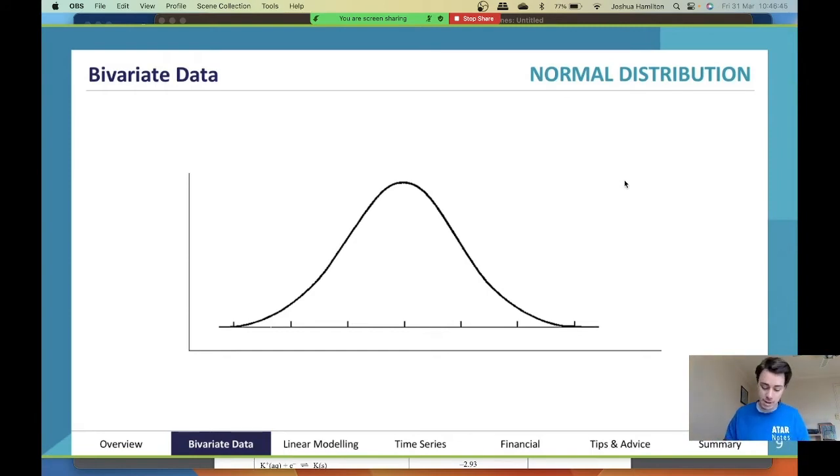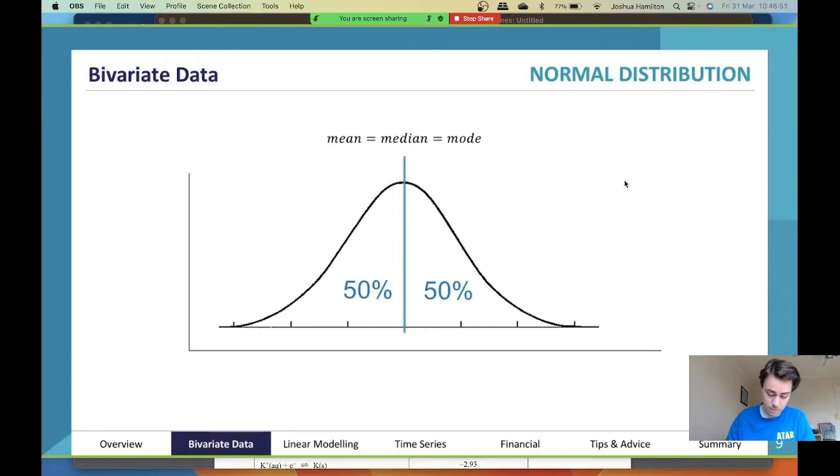Normal distribution. I'm sure you've all been through this, but we need to know a bell curve. We need to know it well. With the bell curve, I think the most important piece of information that you can understand is that it's 50-50 on either side, and the middle is mean, median, and mode. That has come up before in an exam, and you just need to know that they're all the same.